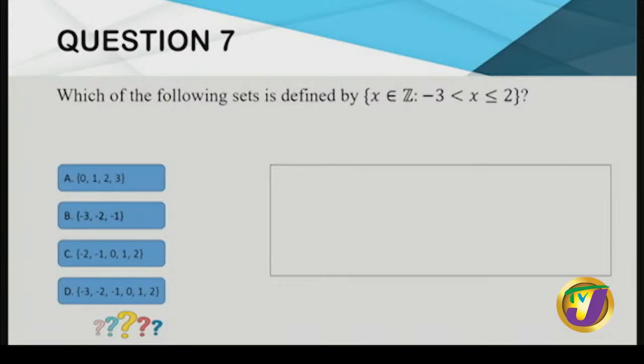So greater than -3, we're looking at -2 up. It's not -4 as some persons might think. So we're looking for values that are greater than -3. We want to start at -2, and we go up to +2 because it is less than or equal to 2, which means +2 is included. Based on what I'm seeing there, C would be our option.